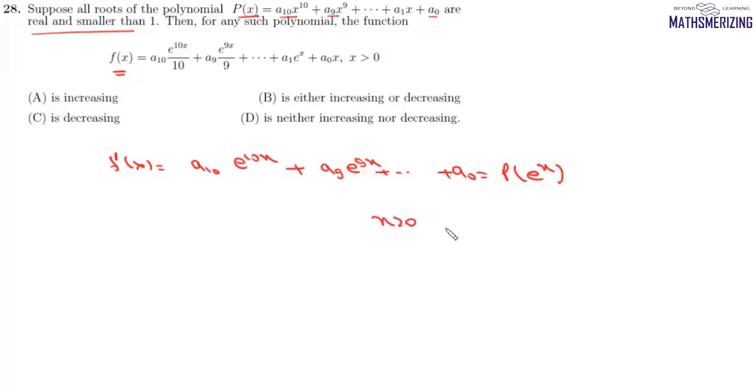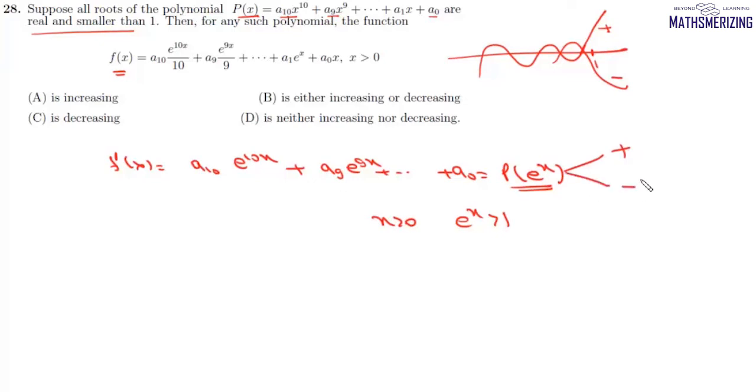Now when x is greater than 0, e to the power x is greater than 1. And the question says all the roots are real and they are smaller than 1. So if all the roots are real and less than 1, then after 1, this function will be either above the x-axis or below the x-axis. So that means this P(e^x) will either be always positive or always negative. So this function f(x) will be either increasing or decreasing, and that's your option B.